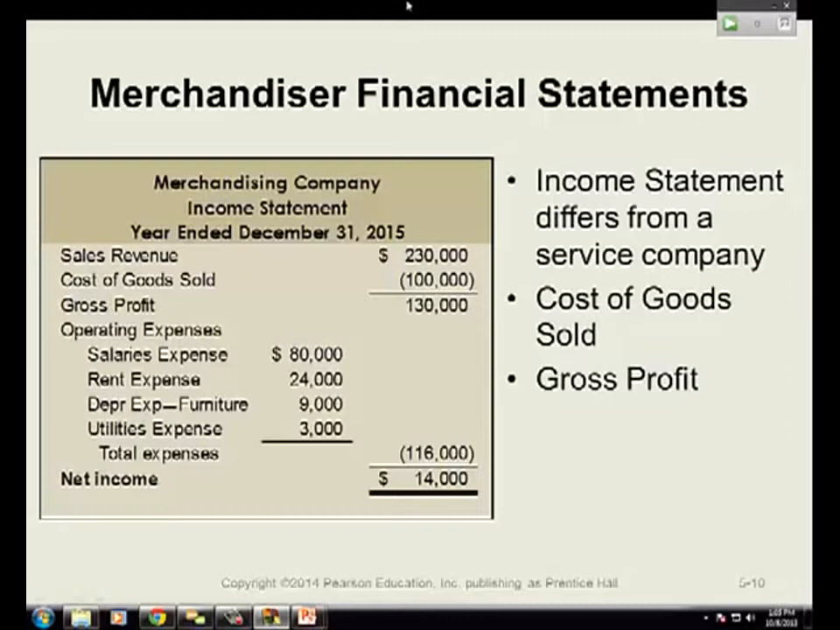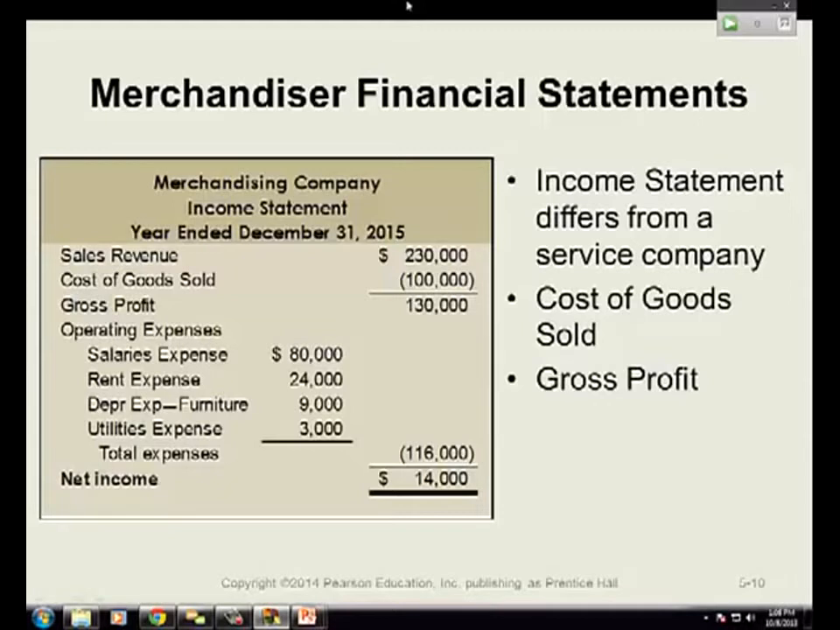Right now, we're dealing with definitional issues, or at least some issues that make a merchandising company different from a service entity. We said a merchandising company would be different because they're selling goods rather than providing services. When you are selling a product rather than providing a service, you wind up with a cost of goods sold. This is one of the key differences, and that's what we're looking at now.